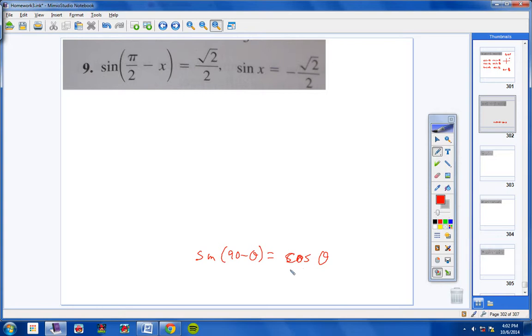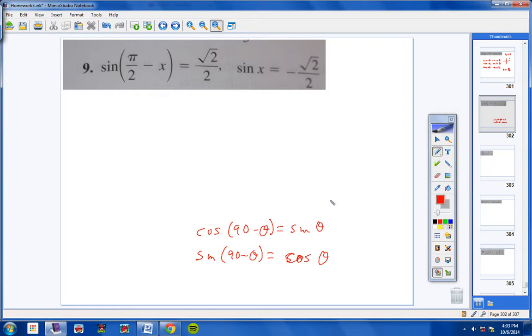Sine and cosine are cofunction identities. Cosecant and secant are cofunction identities, and tangent and cotangent are cofunction. So you can always write a trig identity like this using your cofunction identities. Sine of 90 minus an angle equals cosine of that angle, or you could say cosine of 90 minus that angle equals sine of that angle. And you could do this same thing with secant and cosecant, or cosecant and secant, and with tangent and cotangent, or cotangent and tangent.